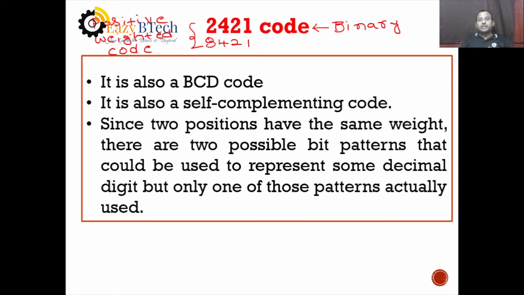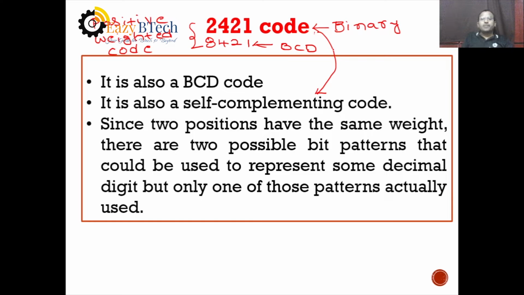In 84 minus 2 minus 1, some of the weights are negative, whereas 2421 and 8421 have positive weights. 8421 is what we simply call BCD; 2421 is also BCD, but specifically 8421 we call the BCD code. So these two are positive weighted codes because each position has a positive weight. This 2421 code is a self-complementing code.